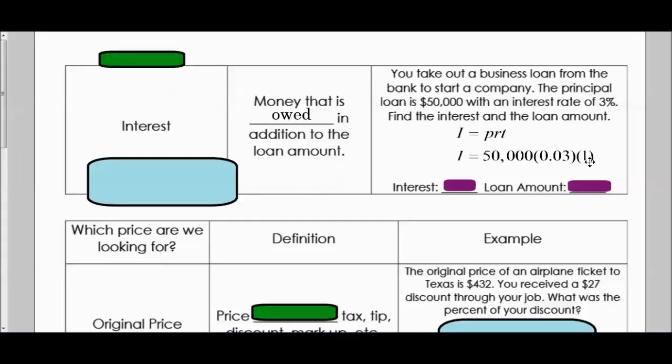Again, 1 is the time. That's really the number of years. Here we're just assuming that's 1. So we're just going to multiply these two. The interest is $1,500. That means we're going to need to pay back the $50,000 plus an extra $1,500. That's a total of $51,500.